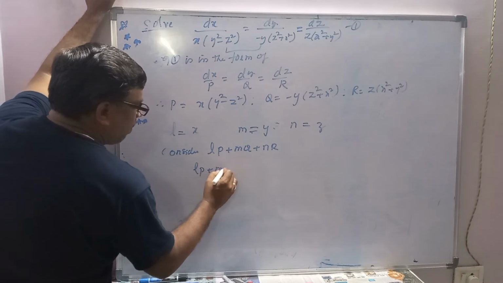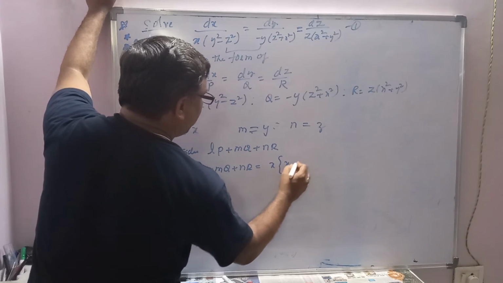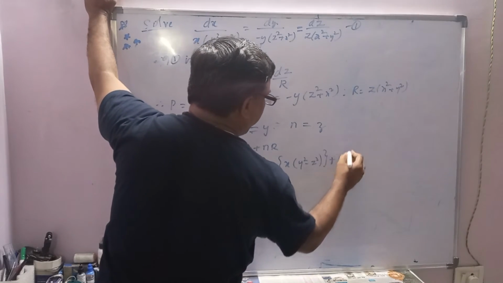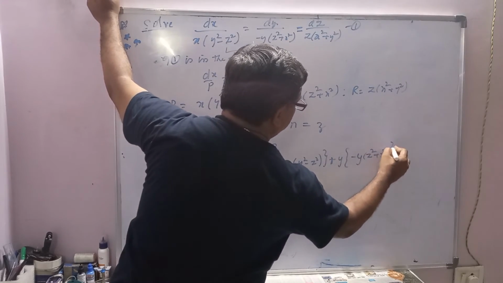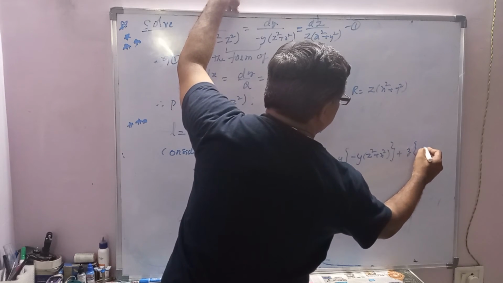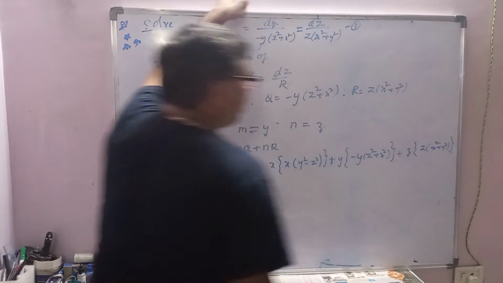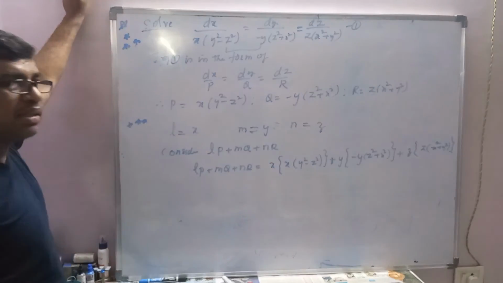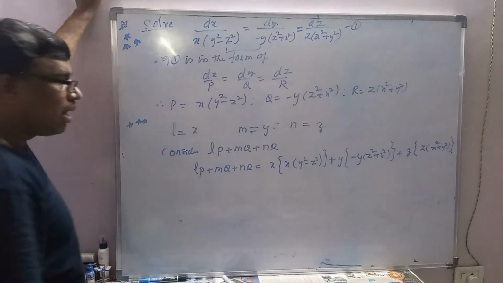Now LP + MQ + NR is x times P, which is x(y² − z²), plus M, which is y, times Q, which is −y(z² + x²), plus N, which is z, times x² + y², that is z(x² + y²). You have to simplify this. We are choosing L, M, N as x, y, z, and now we find the value of LP + MQ + NR.